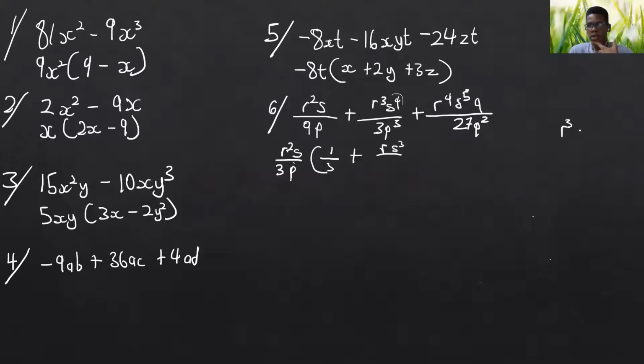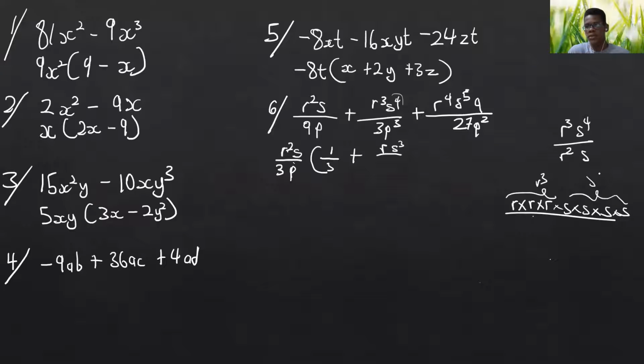And if you're not seeing this, r squared s, this is just a shortcut way of doing it. But if you're not seeing it, r to the third power is 3 r's multiplying each other. S to the fourth power is 4 s's multiplying each other. So you can go ahead and see it like this. So r times r times r, this is r to the third power. And s times s times s times s, this is s to the fourth power. Then we have r times r at the bottom, r squared. Then we have s, right?